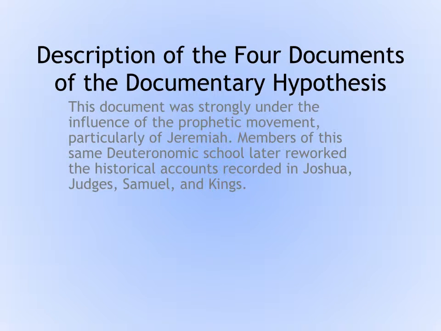It says that this document was strongly under the influence of the prophetic movement, particularly by Jeremiah and Jeremiah's contemporaries. A few years later, Ezekiel. Isaiah had come a little before him. But anyhow, these were members of a Deuteronomic school who later reworked, according to this theory, the historical accounts that are recorded in Joshua, Judges, Samuel, and Kings. So basically, what this theory states is that they rewrote the history books of Israel.